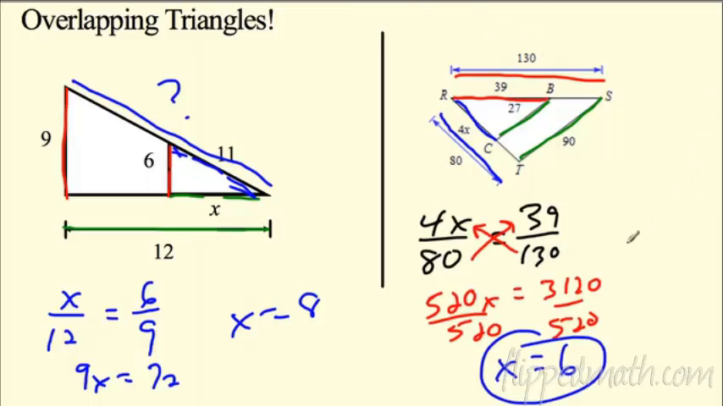All right, there's the answer to the last one there. X is 6, and you can plug it in. That makes 24, so that seems very reasonable as far as your small side.